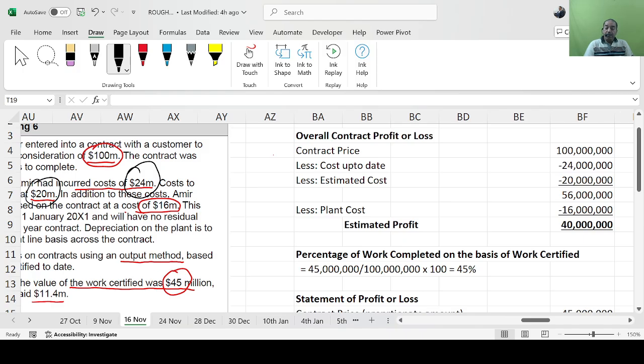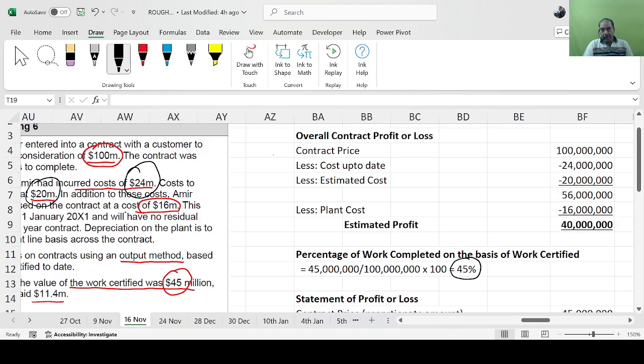What is the percentage of work completed? Given in the question, $45 million work certified. So work certified 45 million divided by total contract price 100 million. So how much? It is going to be 45%. So the total work certified during the particular period is $45 million and your total contract price is $100 million. So it is going to be 45%.